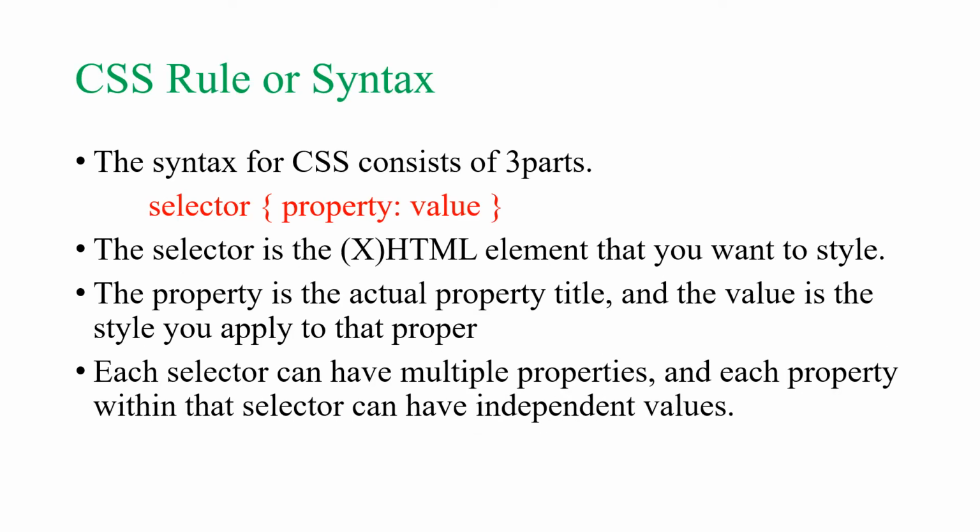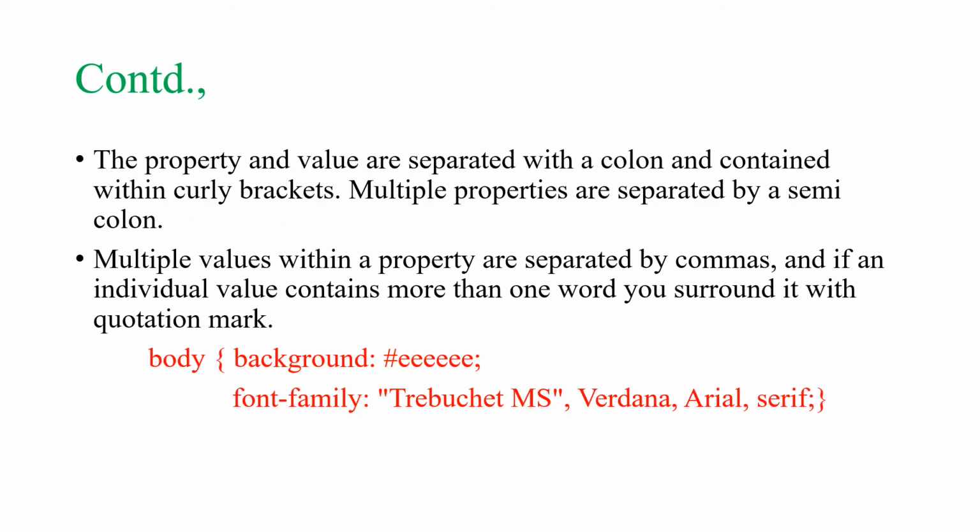Now we are going to discuss what is the rule or the syntax of CSS. The CSS rule or the syntax has three parts, that is selector, curly braces, property, colon, value. The selector is the HTML element that you want to style. The property is the actual property title and the value is the style you want to apply to that property. Each selector can have multiple properties and each property within that selector can have independent values.